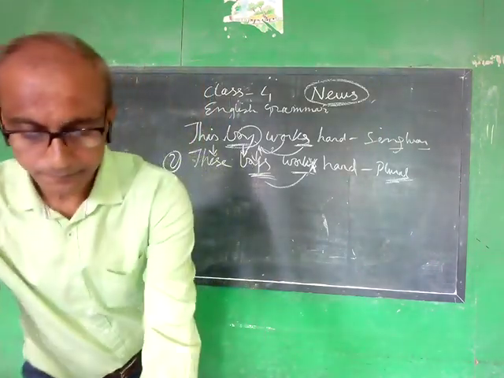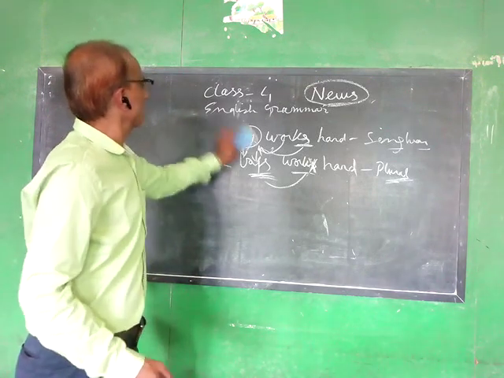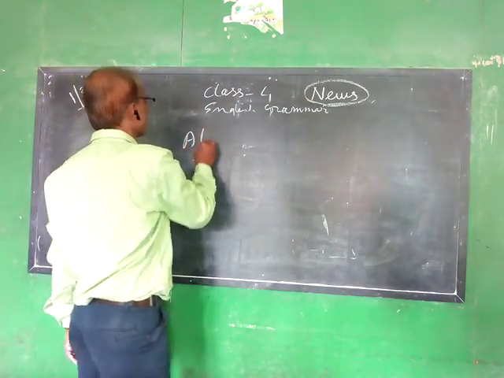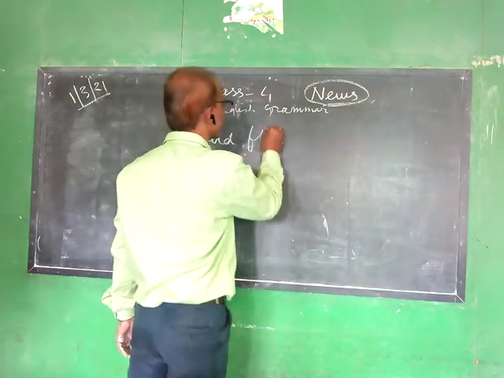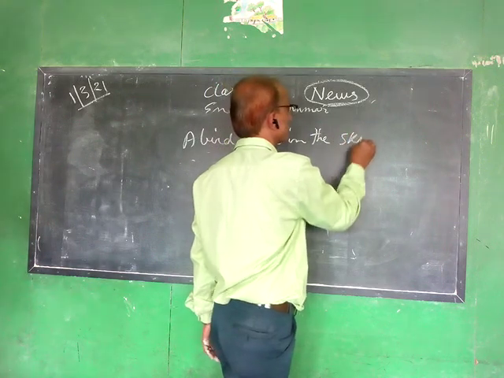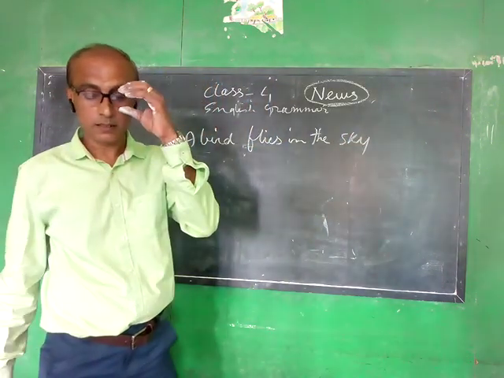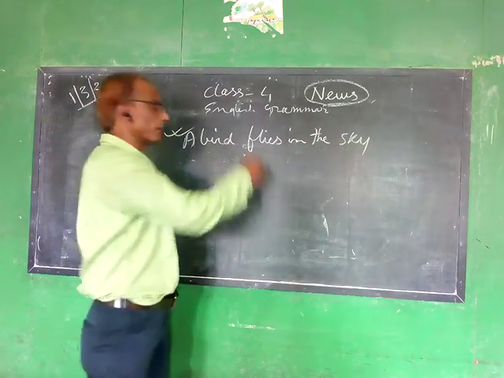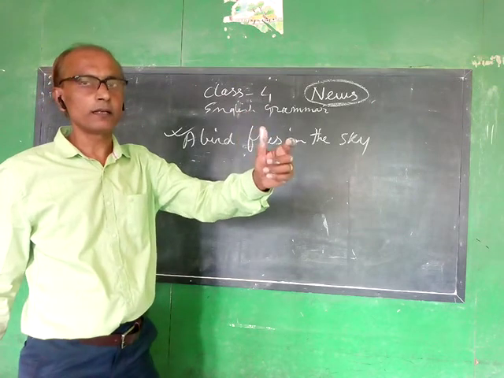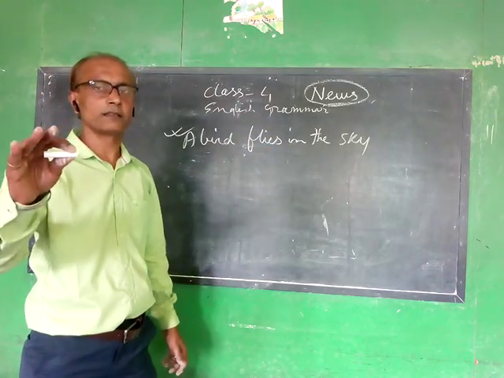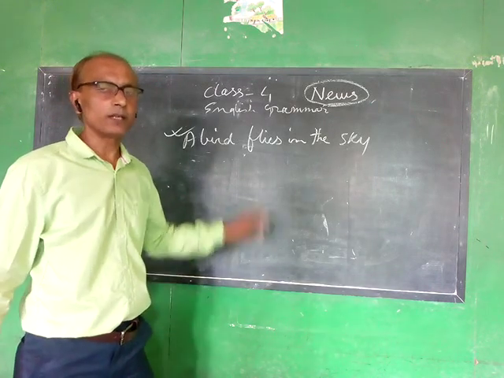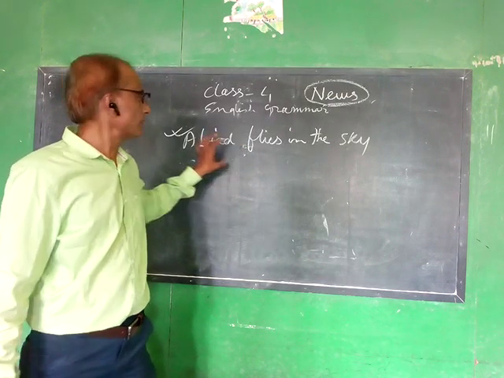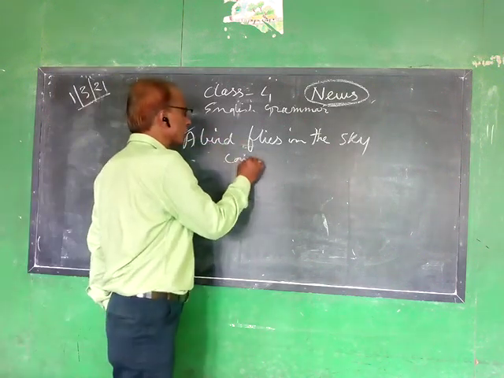Now see. Let's take another example. A bird flies in the sky. Suppose this is the sentence, the singular form. Now how to convert it into plural? Who can say that answer? Who can give me the correct answer? Convert this, or change it, into plural.